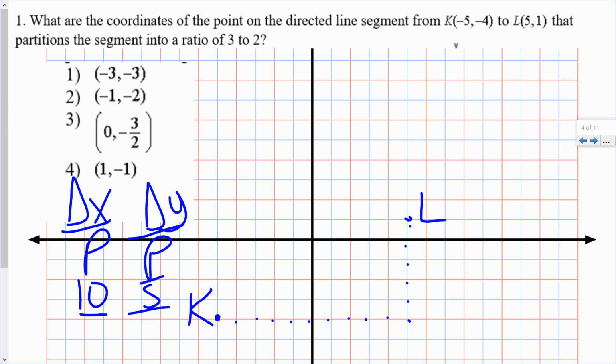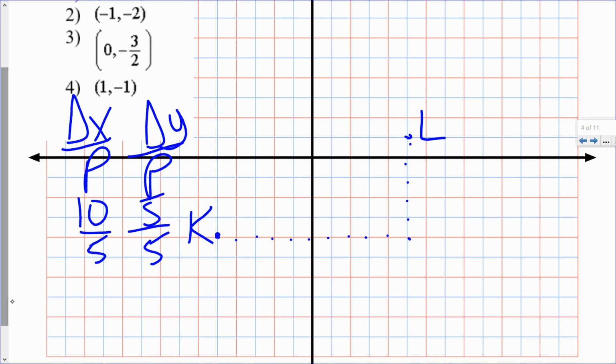Now p is the number of partitions. So if I'm cutting it in a ratio of 3 to 2, that means that there are 5 total pieces. Basically, to find p, I'm adding the numbers in the ratio. So 10 over 5 is 2, 5 over 5 is 1. That's not the answer to the question, that's the first step.